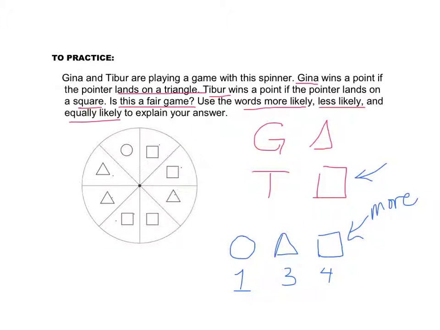So is it a fair game? Well, there's 4 squares compared to 3 triangles. It isn't a fair game. What could we do to make it fair? Well, perhaps if Gina landed on a triangle or a circle, she could win. And then Tibur could still have squares, and then there's 4 and 4, which would make it equally likely that both would win.